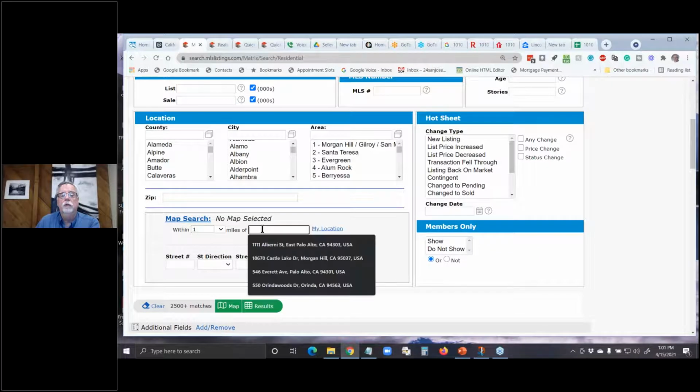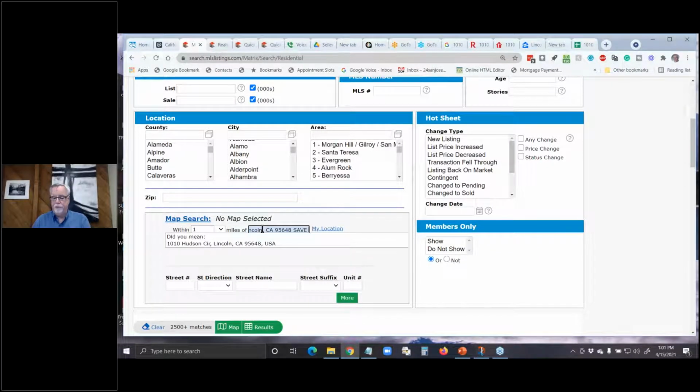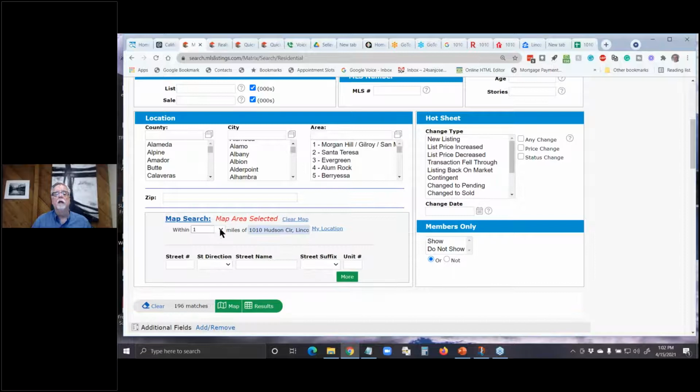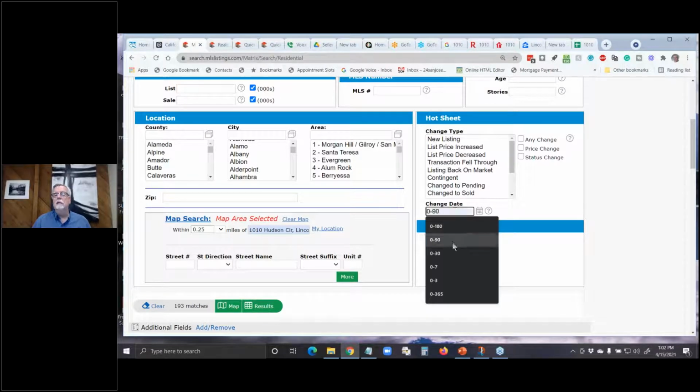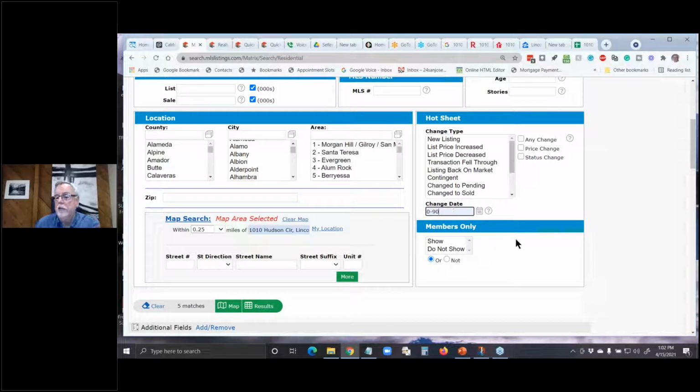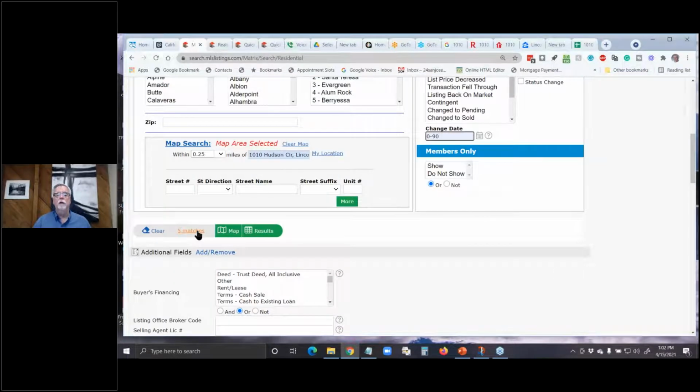But what I want to do is go back to this map and click on it, and a mile is too far. A quarter of a mile for the last 90 days. I'm using what's called the status change date. Depending on the software you're using, it might be more complicated than that, but some of you are using Matrix, some CR/MLS, some Rapattoni, some Paragon. You need to learn how to use the MLS software. That just gives me 5 matches. If I go out a half of a mile, I still only have 5 matches. All right.